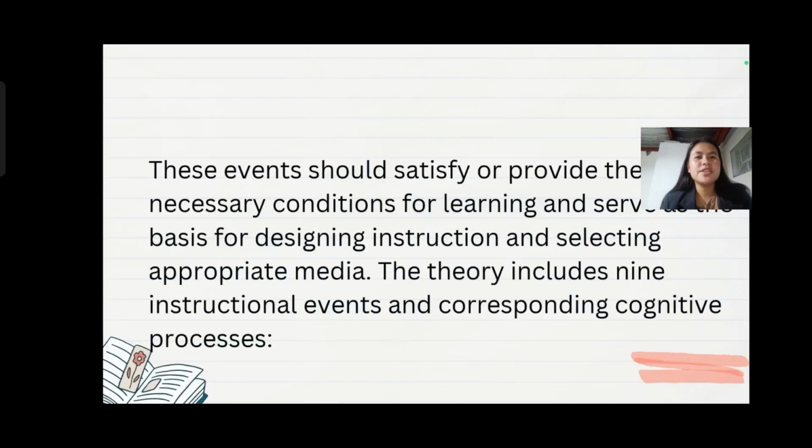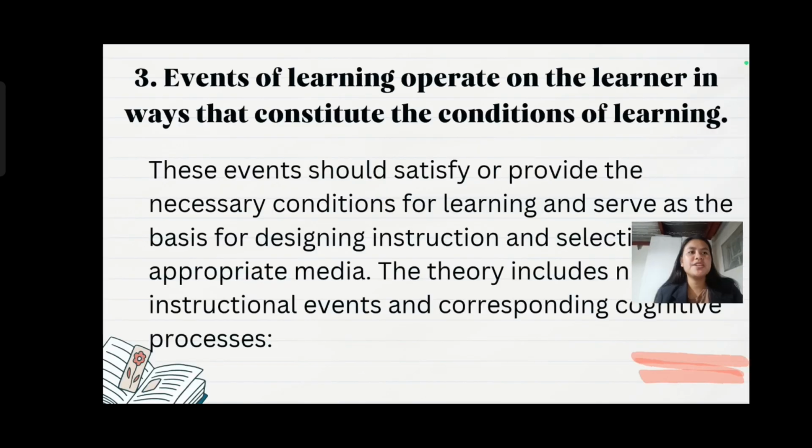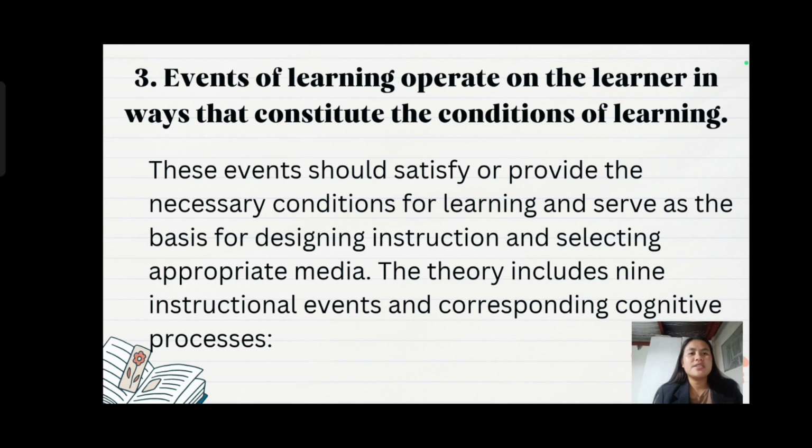So the third one is the events of learning that constitute the conditions of learning. These events should satisfy or provide the necessary conditions for learning, and serve as the basis of designing instruction and selecting appropriate media. The theory includes 9 instructional events and corresponding cognitive processes. So those are the 9 events.